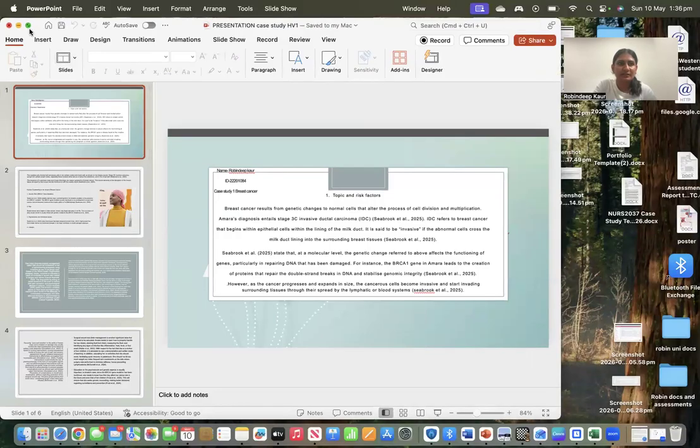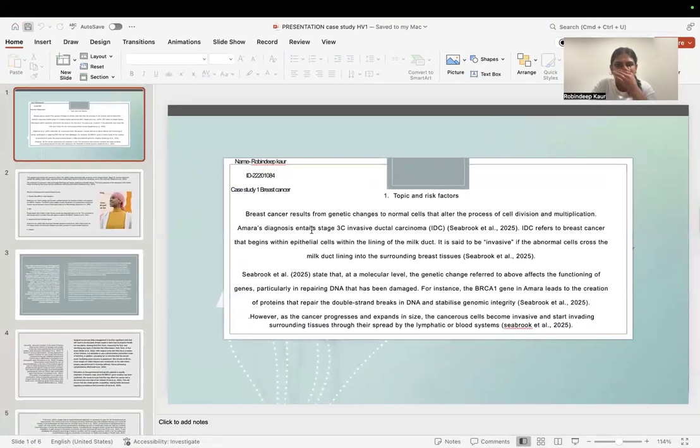Here is my topic. My topic is case study 1, breast cancer, which is Amara's case study. The first task is to explain what the topic is and the risk factors. I'm going through this. Firstly, I'm going with the topic. The topic is breast cancer and the risk factors.